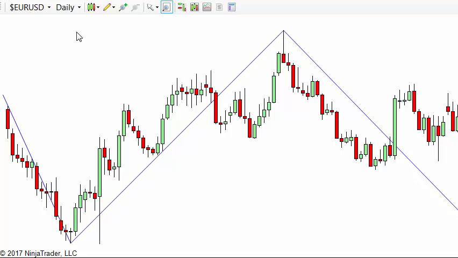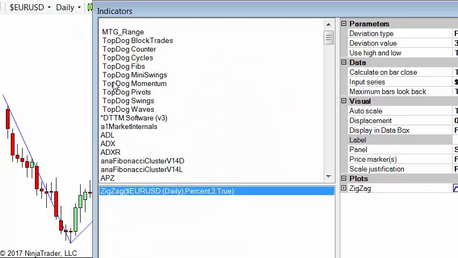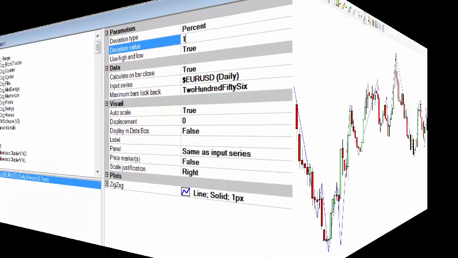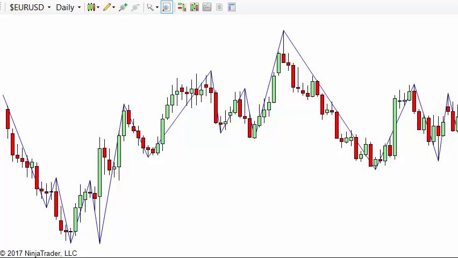So if I bring the indicator up again, go back here, change the setting, change the deviation value to, I don't know, let's say 1%. So then, yeah, it does that. Okay. But now you have to ask yourself, how meaningful is that? All those little highs and lows, is that really going to be helpful in your trading? So for me, no, not so much.